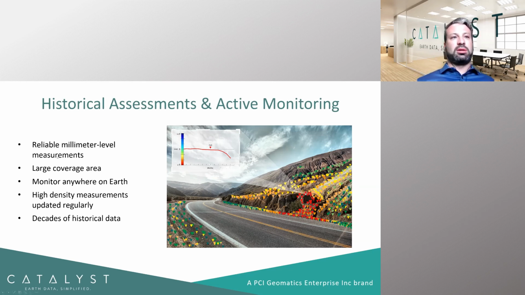What we're able to capture here is reliable millimeter-level measurements. We can capture them for very large areas. We can monitor most locations on Earth. And this is made even more possible for certain types of infrastructure, where roadways are particularly great for monitoring with InSAR because of the return signal or response that we're able to get. We get a very strong response signal, and these are often known as persistent targets or persistent scatterers. We can also capture high-density measurements that are updated on a regular schedule, and that interval is getting shorter and shorter.